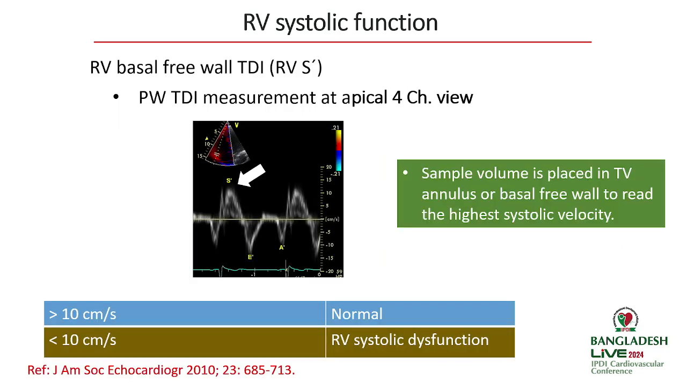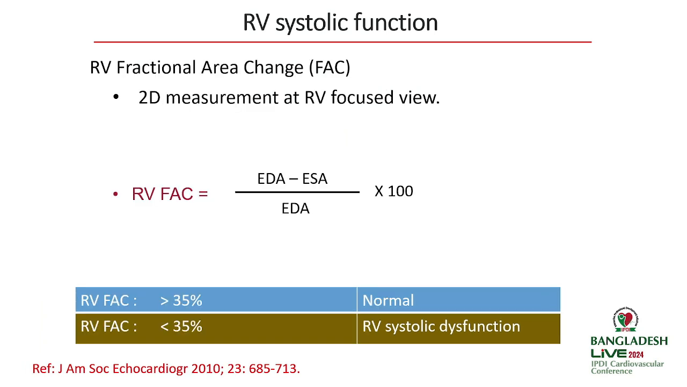And RV basal free wall TDI, by means of RV S prime, is the tissue Doppler imaging in the basal RV free wall, and the sample volume is placed in the tricuspid valve annulus or basal free wall to read the highest velocity, and anything less than 10 centimeter per second is RV systolic dysfunction.